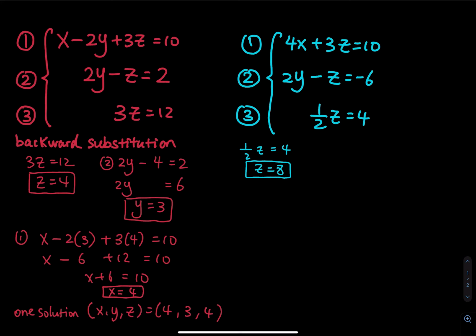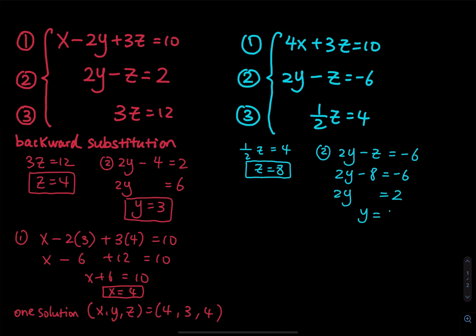So let's plug this into equation 2. Equation 2 is 2y minus z equals negative 6. What is z? z is 8. 2y minus 8 equals negative 6, and then you add 8 on both sides, so you have 2y equals negative 6 plus 8, which equals 2. Divide both sides by 2, and you have y equals 1.